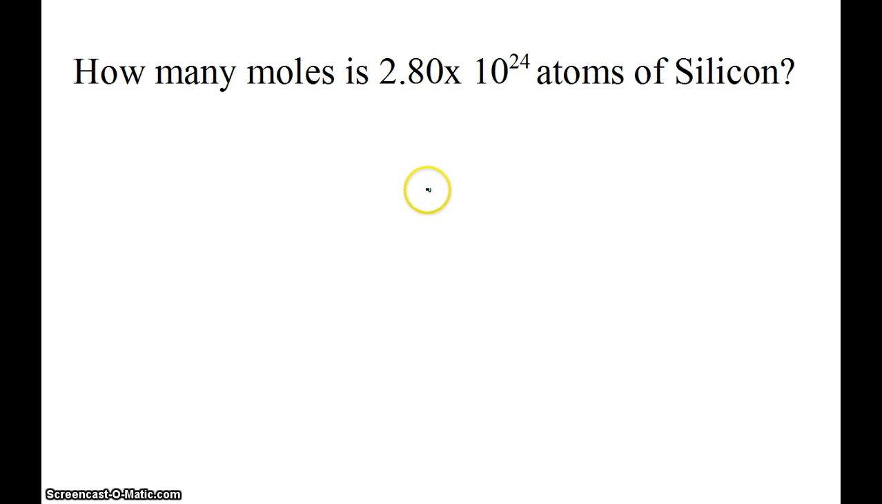Okay, welcome folks. Today we're going to do a little bit of mole practice and some percent comp. Just kind of go over the basics of that for you. Okay, so first things first, when talking about moles in general, we need to review our mole map.